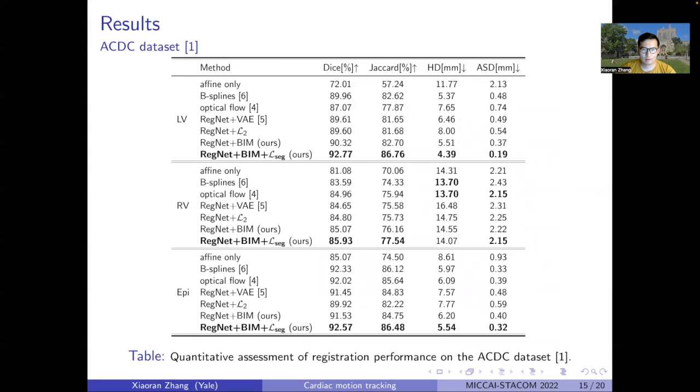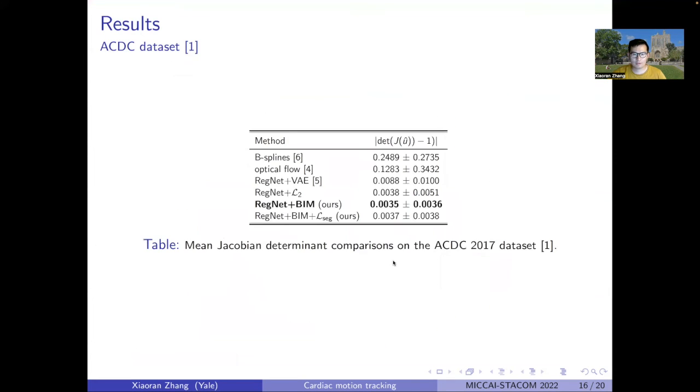A quantitative assessment of our proposed methods is reported in the table. Our proposed methods outperform others in the cardiac structures including LV and epicardium across all evaluation metrics. Our methods yield higher performance in terms of DC and JD in right ventricle and similar performance with B-spline and optical flow in terms of HD and ASD. From the Jacobian determinant evaluation, our methods outperform others by having a value closer to 1, showing that the volume remains constant after the transformation.